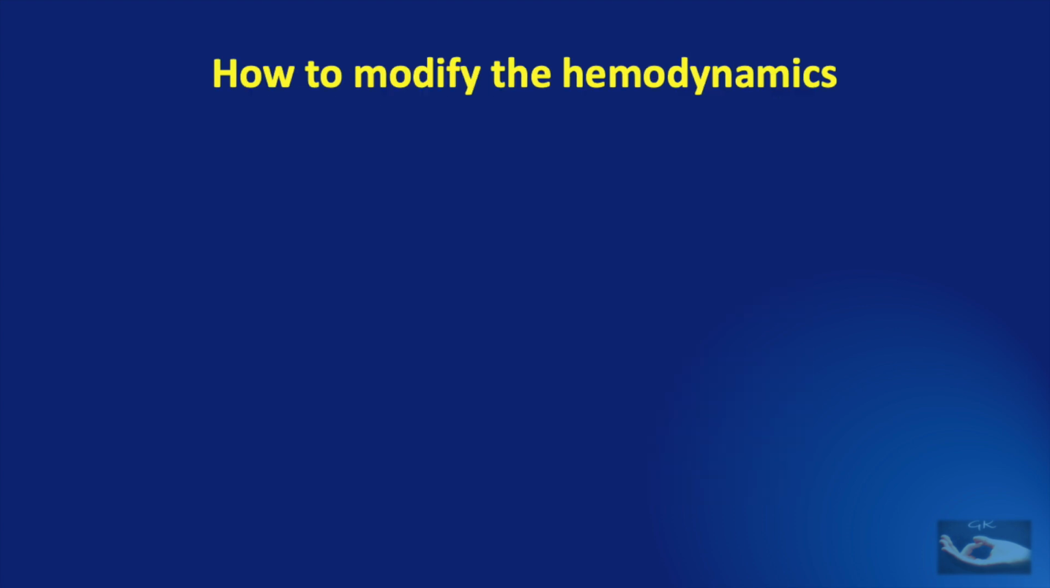Though we have learnt a lot about the hemodynamics of the AV fistula, how is it going to help us? And is it possible for us to modify the hemodynamics so that we can get good results? Yes, there are 4 ways by which we can modify the hemodynamics.